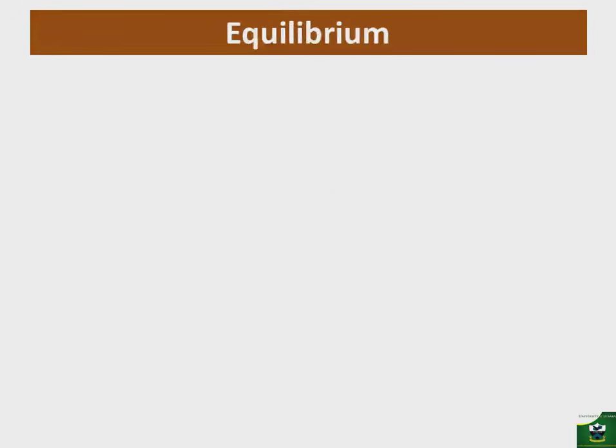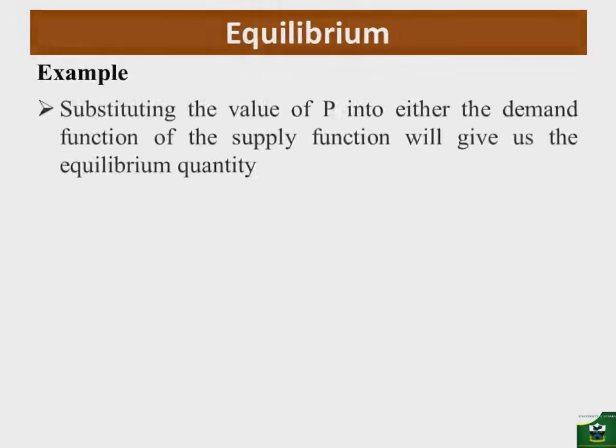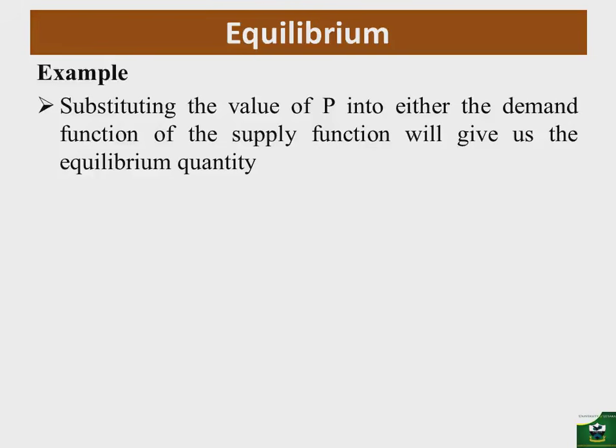Okay, so now we have found the equilibrium price. We now need to find the equilibrium quantity. To get the equilibrium quantity, we substitute the value of P into either the demand function or the supply function. And if we do that, suppose we picked the supply function, which is Q equal to negative 50 plus 2P. Now we know what the value of P is here.